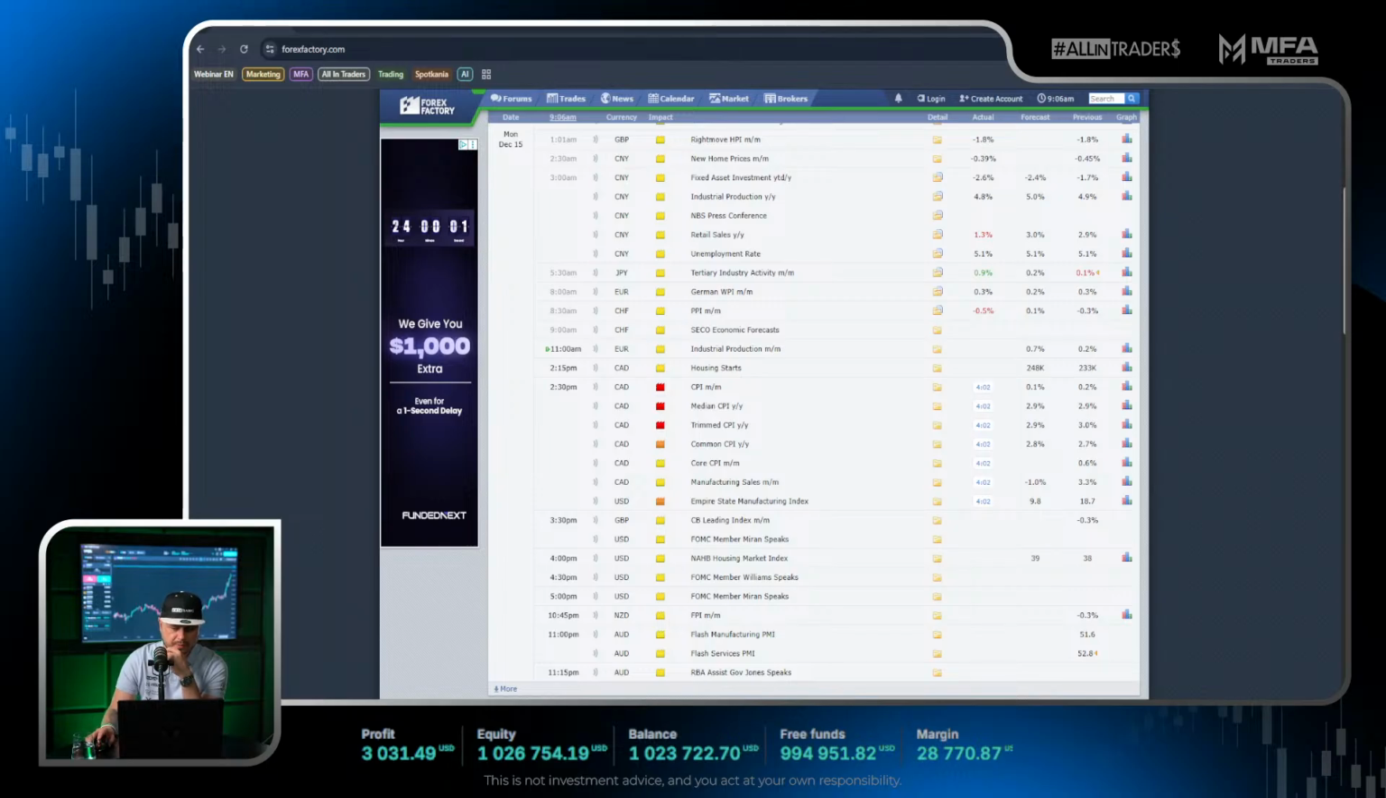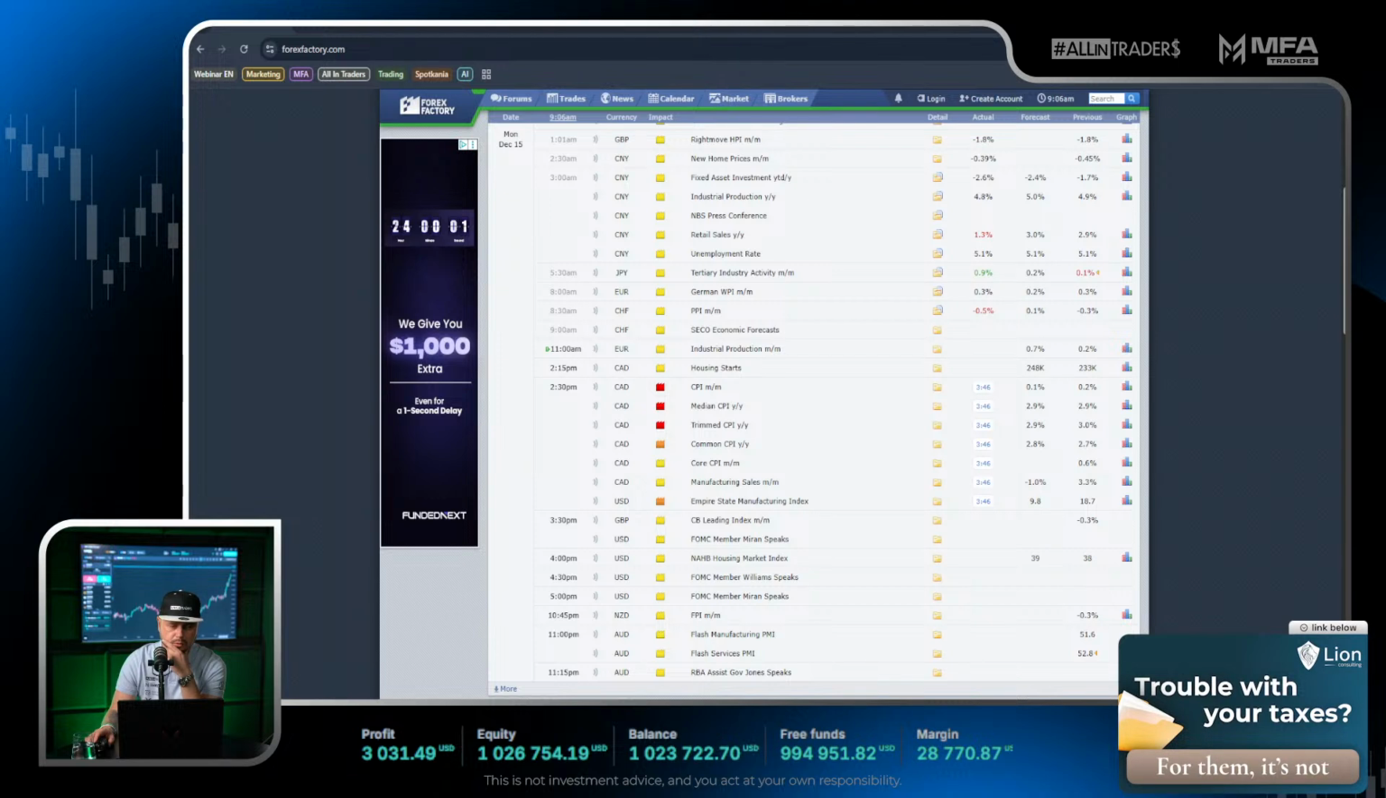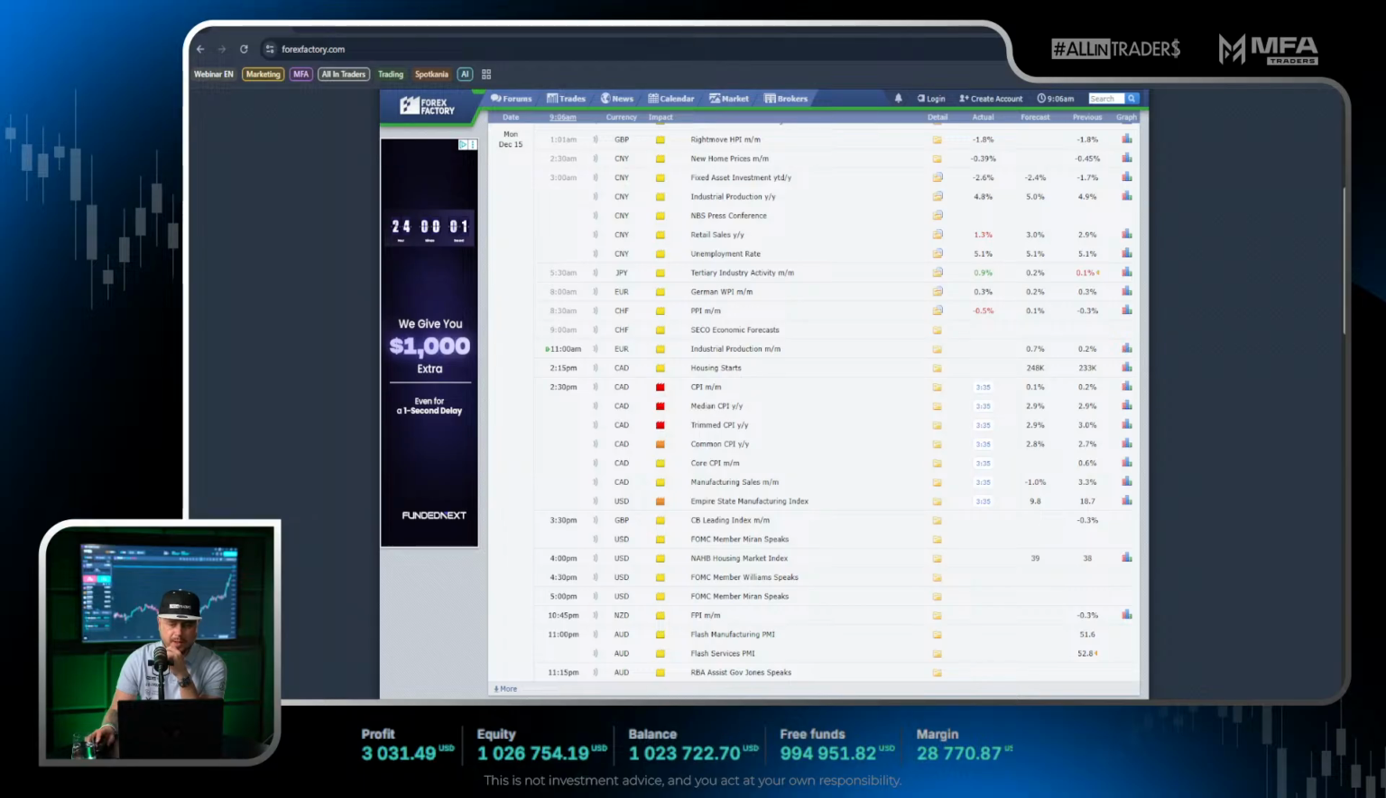I want to show you something because there is CPI in Canada. We're gonna do this on a demo account, because I cannot do this on my MFA account. Unfortunately, no, because news trading is not allowed. But I will show you on MT4 how you can use CPI in Canada.